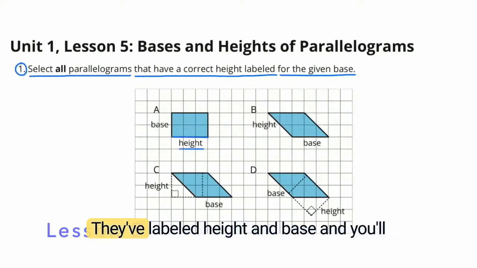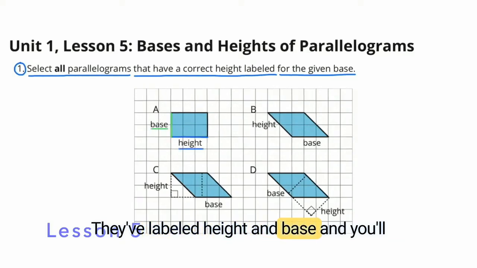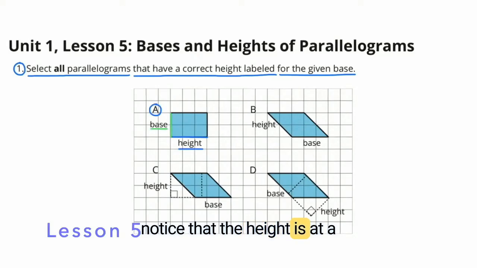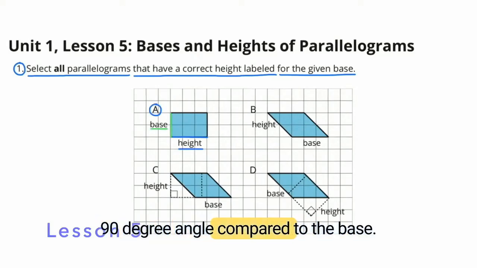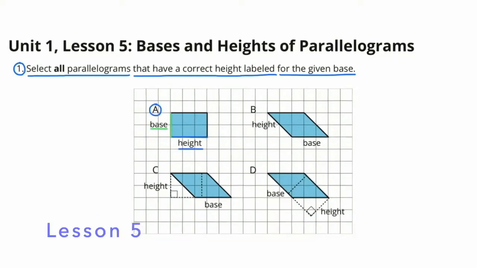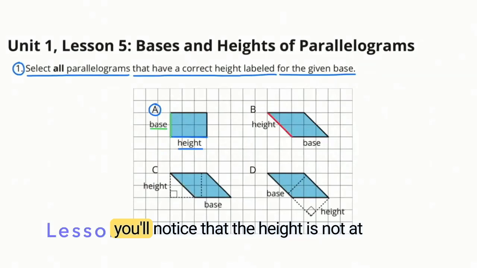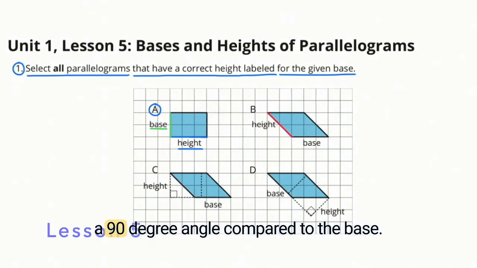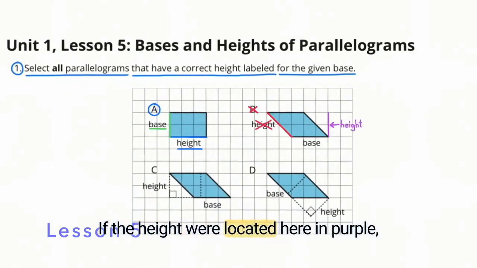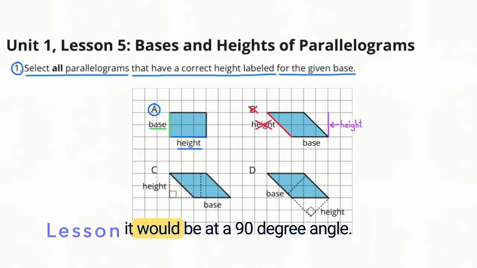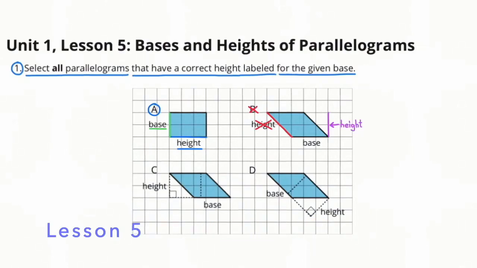Figure A, they've labeled height and base, and you'll notice that the height is at a 90-degree angle compared to the base. Figure B, they've labeled the height and the base, but you'll notice that the height is not at a 90-degree angle compared to the base. If the height were located here in purple, it would be at a 90-degree angle.